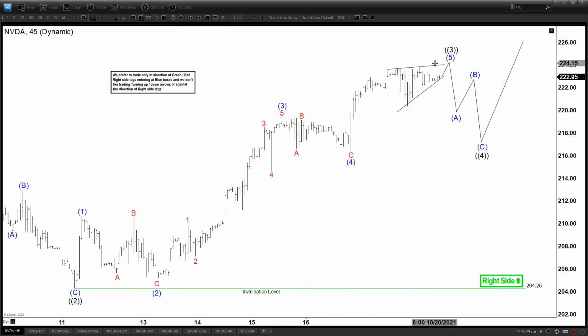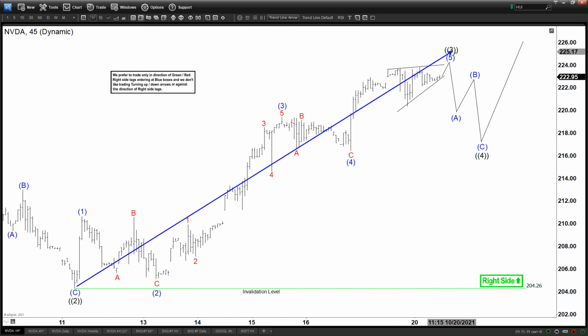GMT. So what we have here is the chart of the NVDA. It's a 45 minutes chart, short term. We can see right here that we are about to end this wave 3.